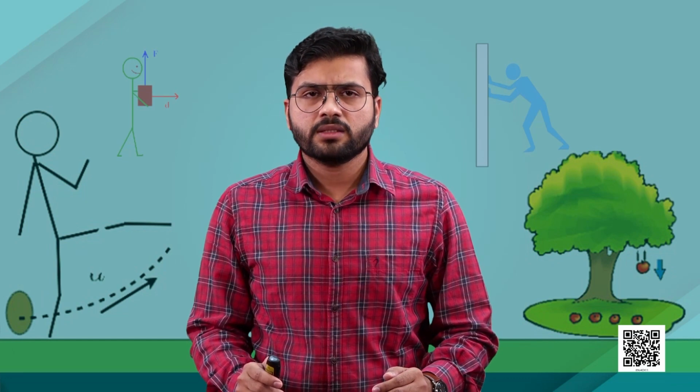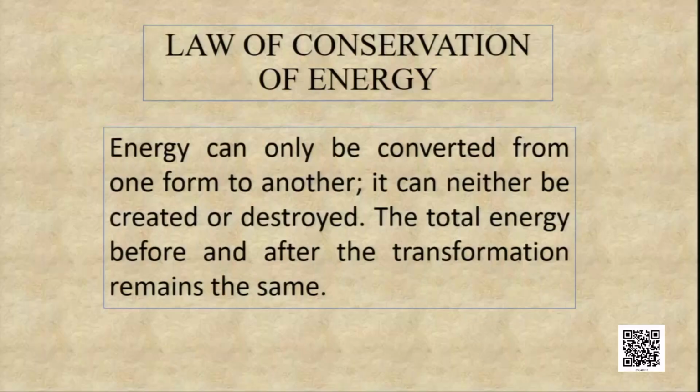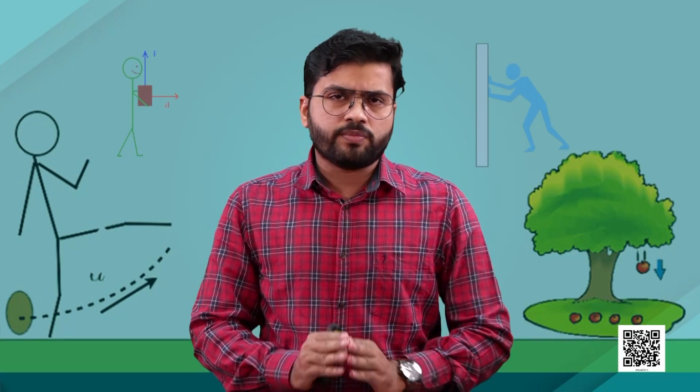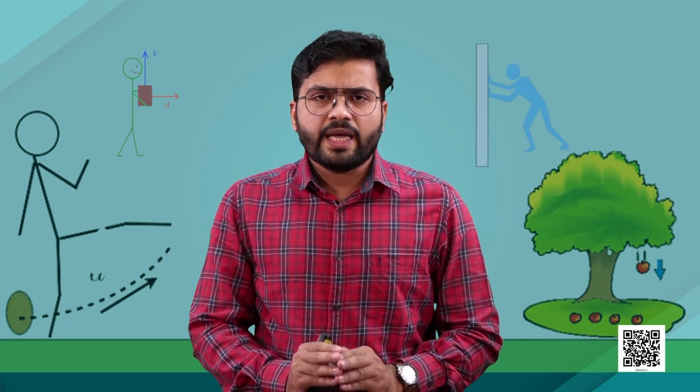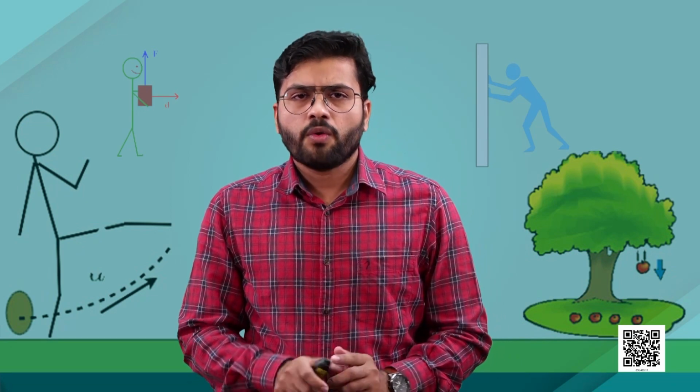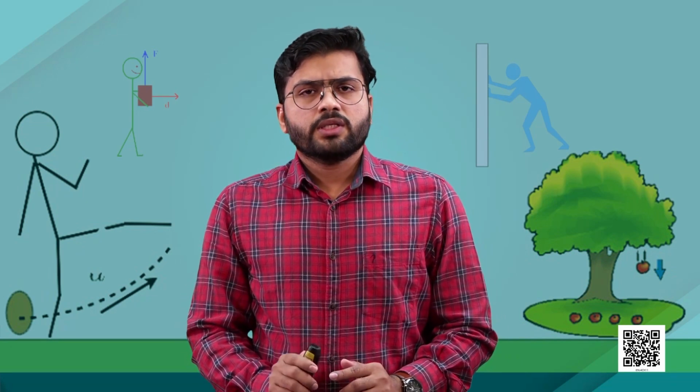It states that energy can only be converted from one form to another. It can neither be created nor destroyed. The total energy before and after the transformation remains the same. So to prove that energy remains constant, we will look at a situation and example.